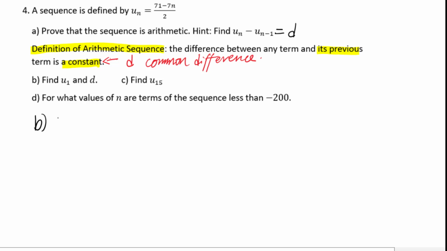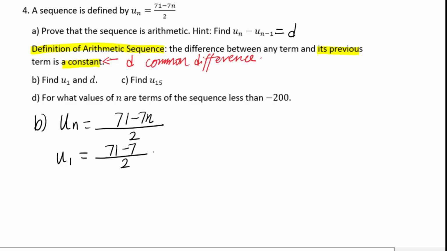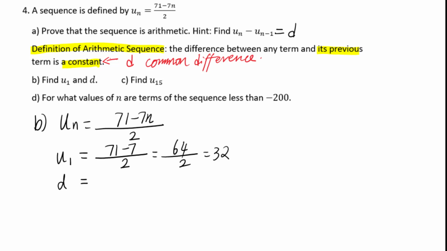We do know u sub n equals (71 minus 7n) over 2. And u sub 1 equals, every single n you change into 1, (71 minus 7) over 2 equals 64 over 2 equals 32. For D, we already figured out u sub n minus u sub n minus 1 equals negative 7 over 2 from A. So we know this D is negative 7 over 2.